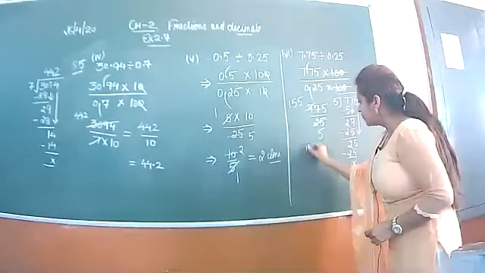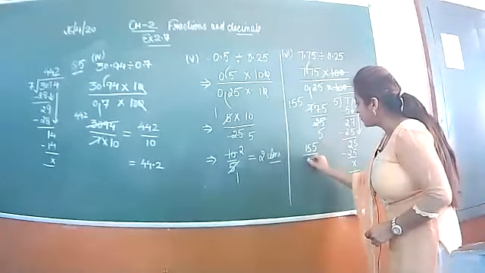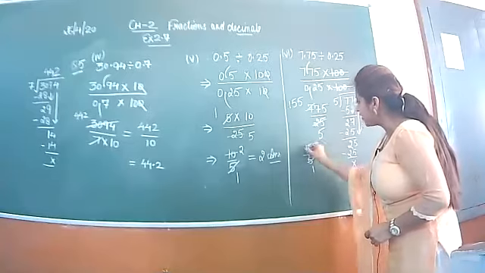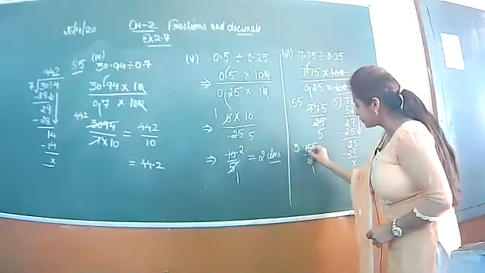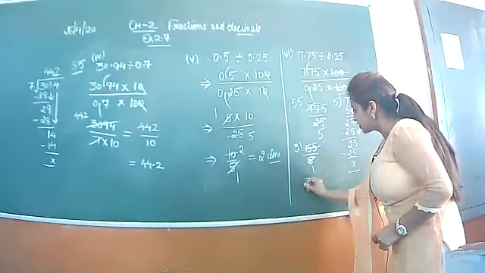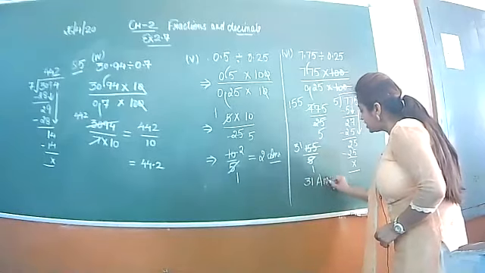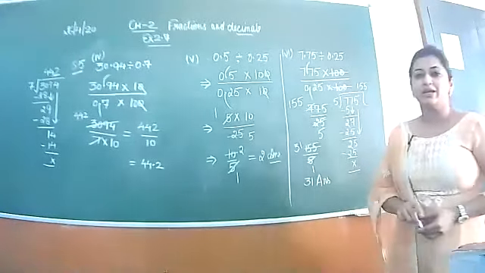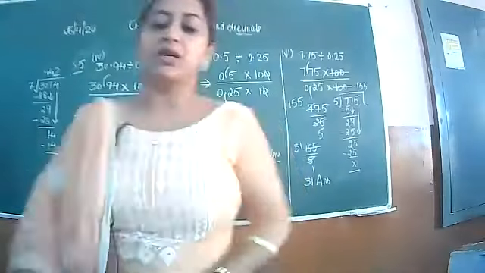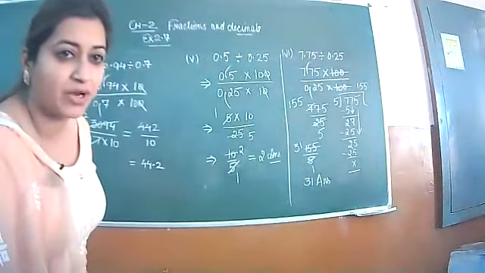Now we are left with 155 upon 5. 5 ones are 5, 5 threes are 15, 5 ones are 5. So your answer is 31 upon 1, that is 31.